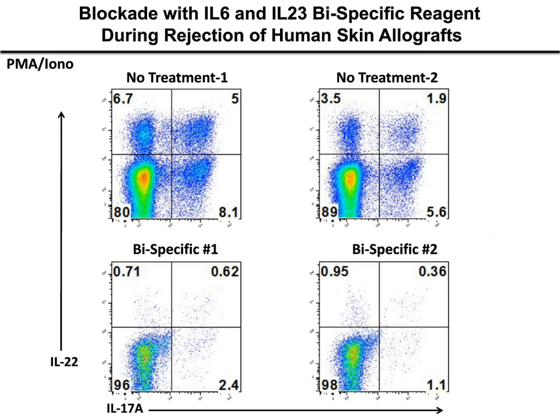So again, we're looking at our cytokine CD4 T cell populations after PMA-ionomycin from mice that had rejected their grafts and received either no treatment or where we blocked IL-6 and IL-23 with our bispecific reagent. In the no treatment mice, we're showing two examples, but basically we have nice IL-22 and IL-17 producing populations in the spleens of those animals. But in mice that were treated with a blocking reagent for IL-6 and IL-23, we now completely prevented the development of those cytokine producing populations. So again, this demonstrates the power and utility of these mouse models where we can study immune therapeutics and change the nature of a human immune response.